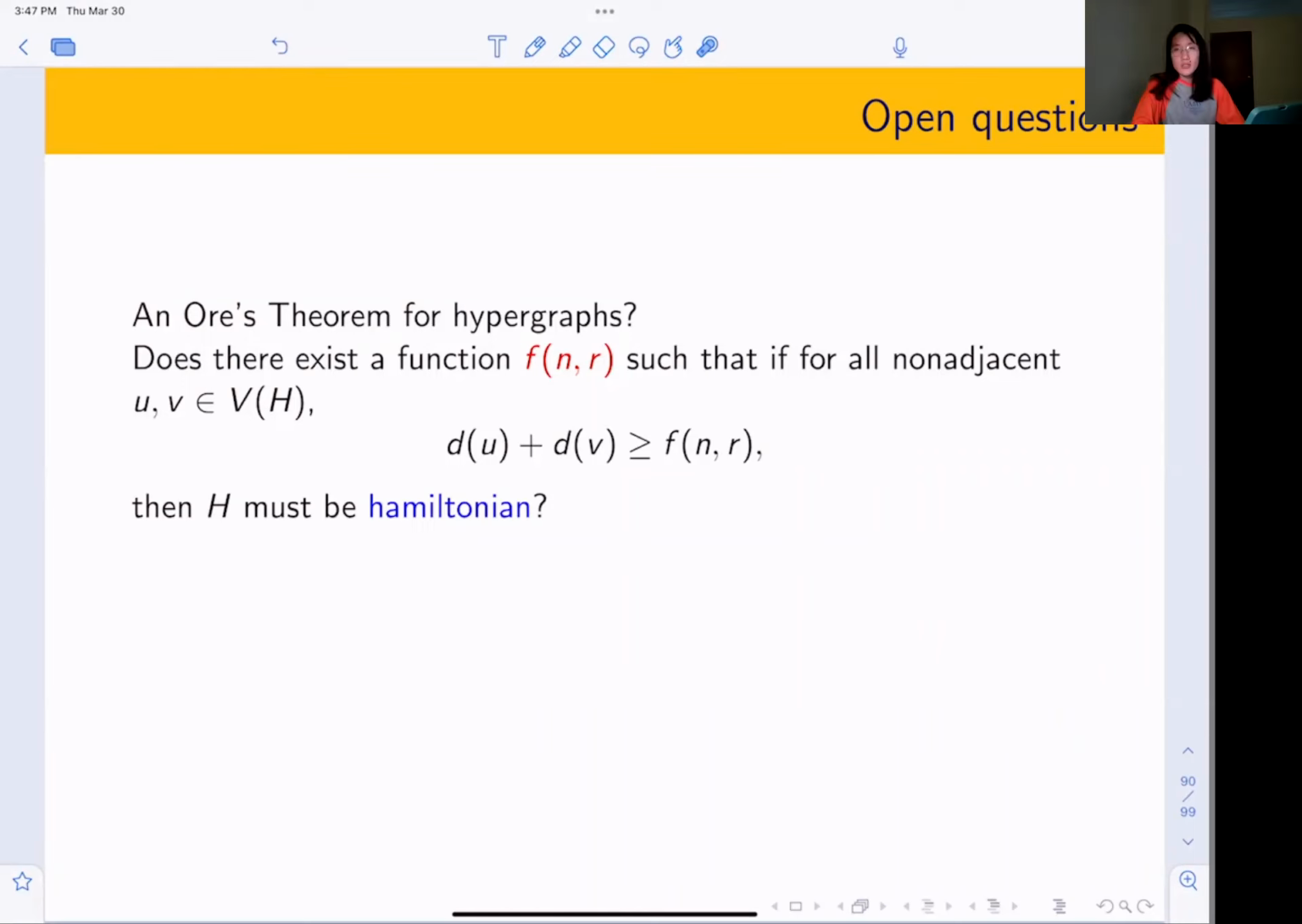But what I would be interested in, and what I'm sort of working on now, is some sort of Ore's theorem for hypergraphs. Does there exist a function f in terms of n and r, such that if for every pair of non-adjacent vertices in an r-uniform hypergraph, their degree sum is at least this quantity, then the hypergraph must be Hamiltonian?